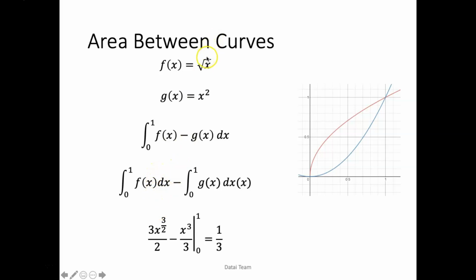Here we have x to the power of 1 over 2, and we have x to the power of 2. Here we have the upper limit and the lower limit. We have 3 over 2 x to the power of 3 over 2 minus x cubed over 3. And this gives us 1 over 3, and that's the area between those two curves.